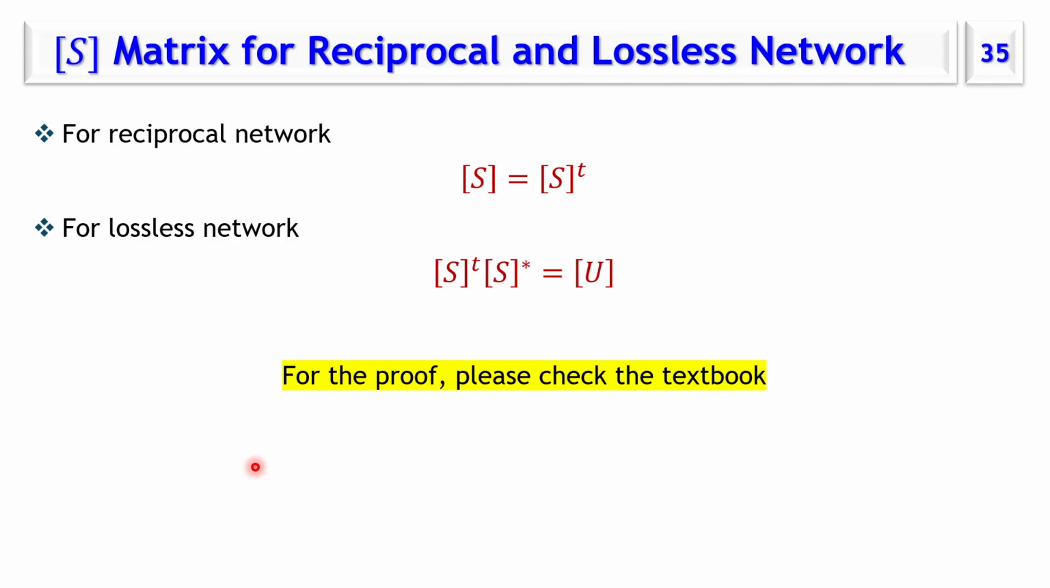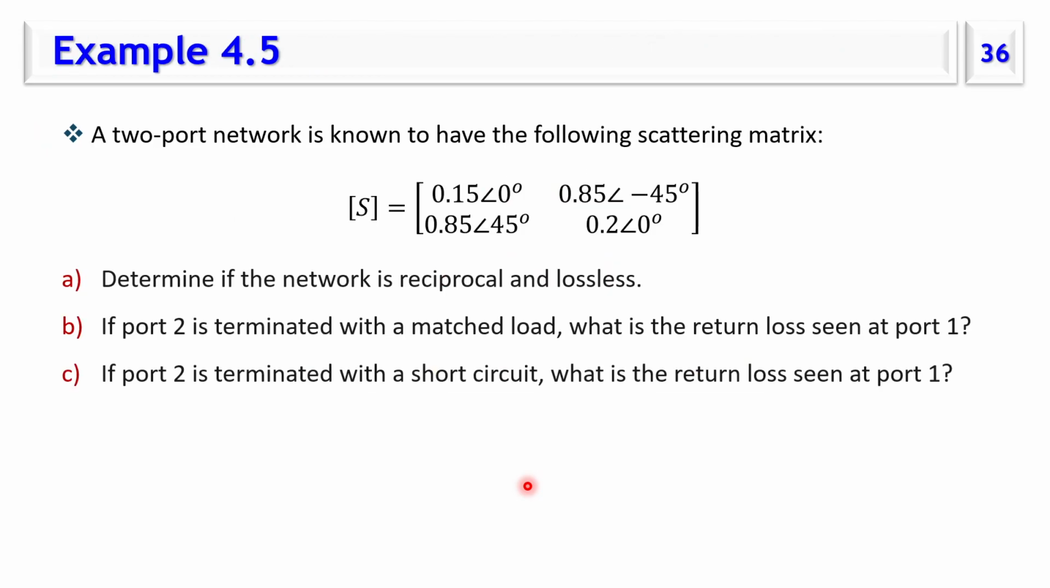If the network is reciprocal, then S will equal S transpose. If the network is lossless, S transpose multiplied by S conjugate would equal unity. The proof of that can be revised from the textbook. So let us have this example about the usage of the scattering matrix.